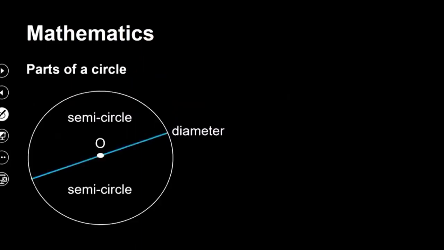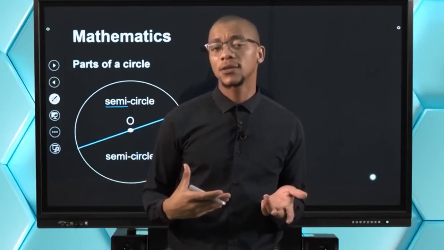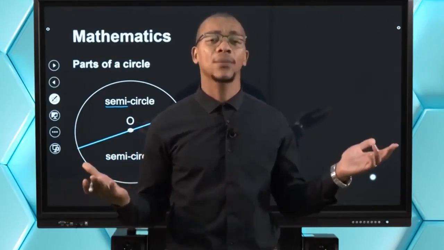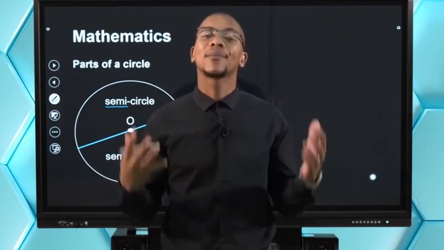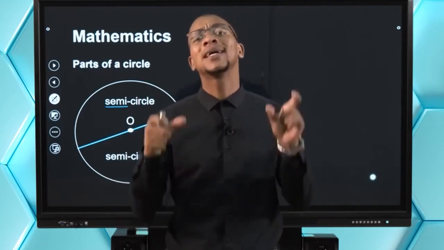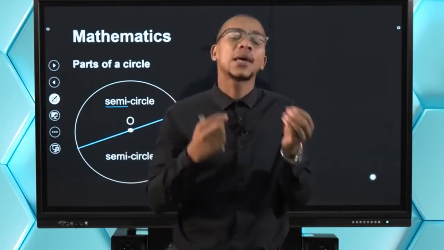Part of a circle is what you call a semicircle. Remember, semi means half. We normally find half a circle because of a diameter. One of the definitions of a diameter is that it is twice the radius of the circle, but the actual diameter is a line that cuts the circle into two equal parts, or two halves. And those halves we call semicircles. We don't really call them a half circle, no, it's a semicircle.